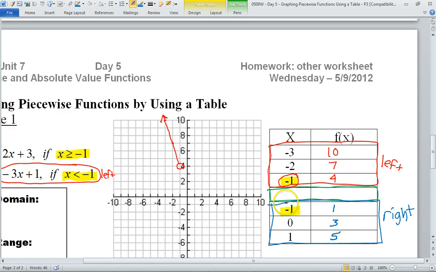Begin with the cutoff value of -1. So I've got -1, comma 1. So -1, comma 1 will be right here. It will be a closed-in circle. And then 0, comma 3. And then 1, comma 5. And I could repeat that pattern. I could continue. The same pattern goes on like this.